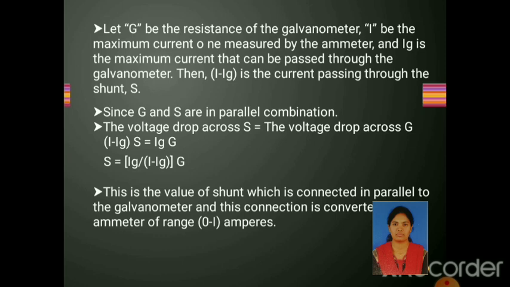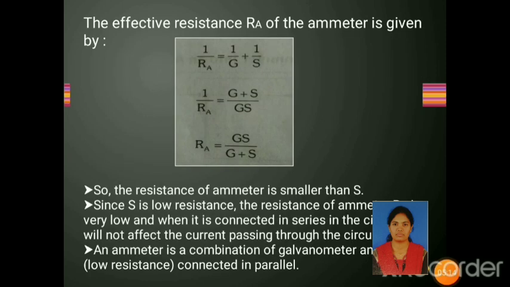This is the value of shunt which is connected in parallel to the galvanometer, and this connection is converted into an ammeter of range 0 to I amperes. The effective resistance Ra of the ammeter is given by 1 by Ra equals 1 by G plus 1 by S. Simplifying this, we get the effective resistance Ra as GS by (G plus S).